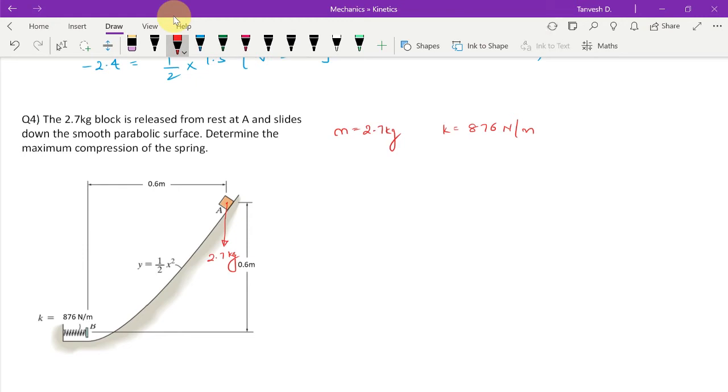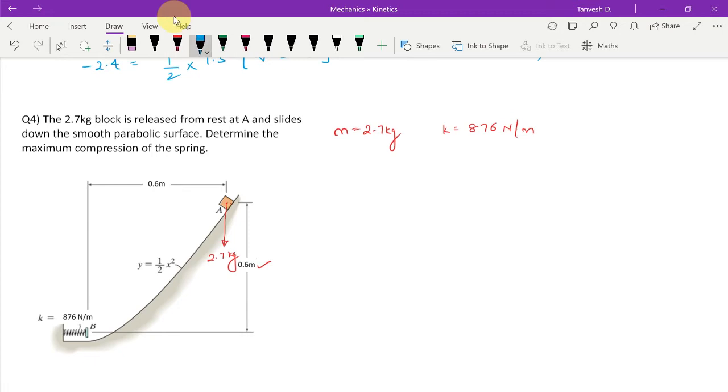And what is the displacement in this direction? The only displacement in this direction is 0.6, because when block at point A reaches the point B, there is a vertical displacement of 0.6 meters. So the work done by this mass of 2.7 kg is by displacing it by 0.6 meters. Hence, that is the work done by the block.